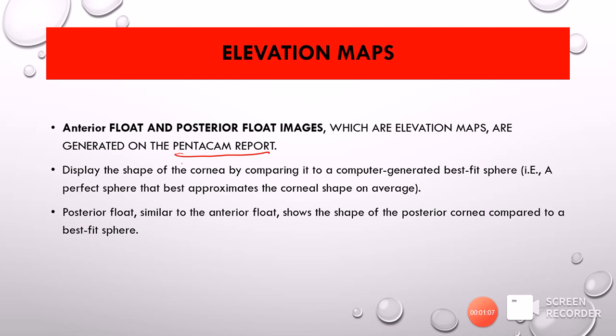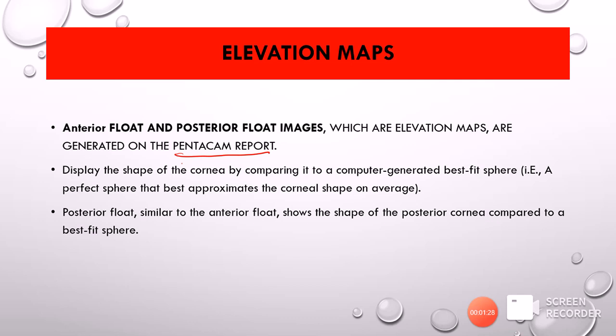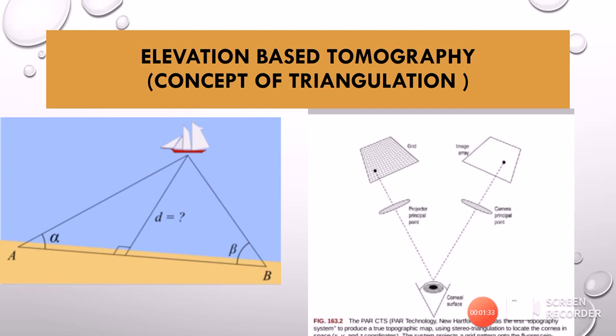Okay, so the anterior float is nothing but comparison of the anterior curvature with a reference, and the posterior float is nothing but comparing the shape of the posterior cornea with a reference. Now the reference that is present here is of two types, the best fit sphere and the best fit toric ellipsoid. So let me tell you about them one at a time, but first let us understand what is meant by the concept of triangulation, which is specifically present in elevation based tomography, that is the Pentacam or the Sheimpflug, and the slit scanning like the Orbscan.